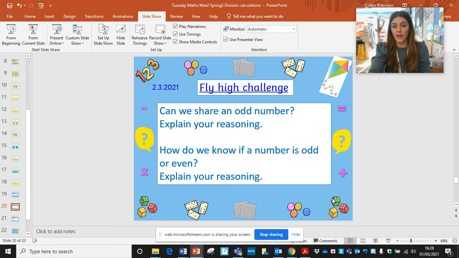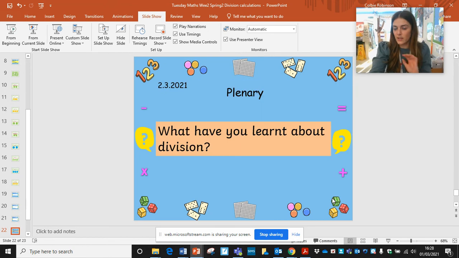And can we share an odd number? Explain your reasoning. And then how do we know if a number is odd or even? Can you explain that? Or how you can work out if a number is odd? What can you do? And the answer's there, so I'll skip past that. It's all on the slide, all on the PowerPoint, so have a little look.